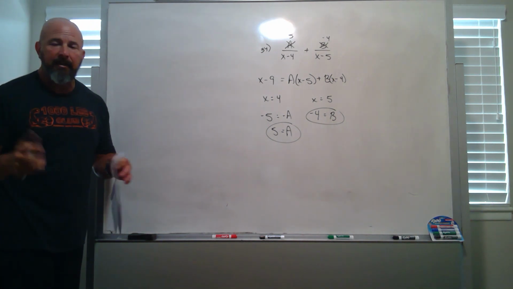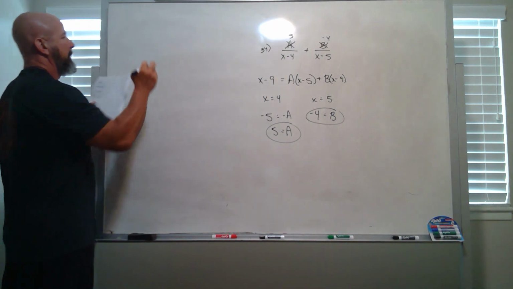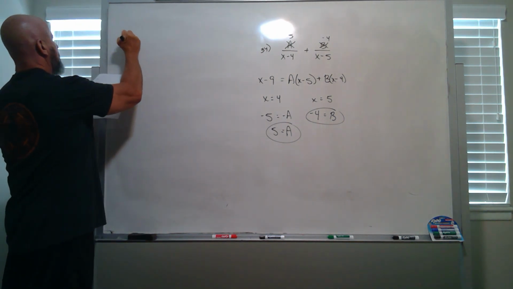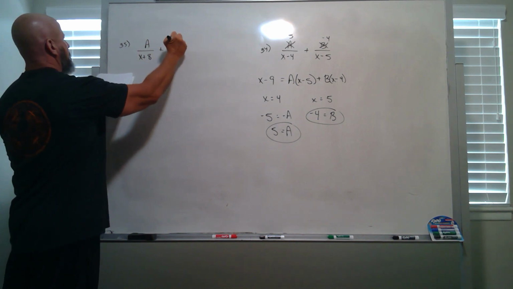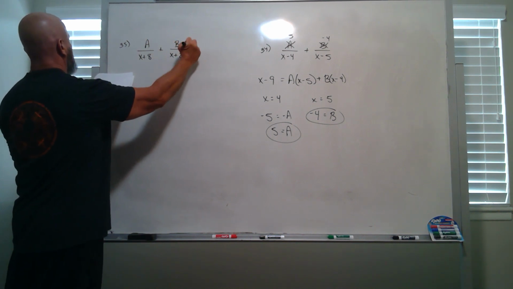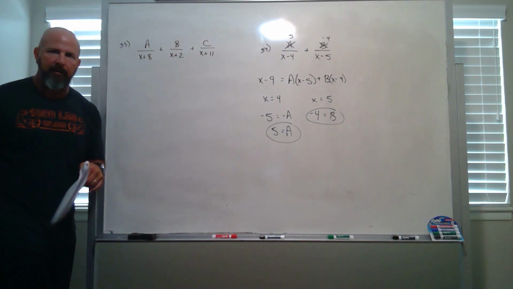35, we have three fractions. It's not changing how the setup will be. I'm just going to have an A, B, and a C. So 35, I know I've got A over x plus 8, B over x plus 2, C over x plus 11, and I'm just writing it in the order that I see the factors.